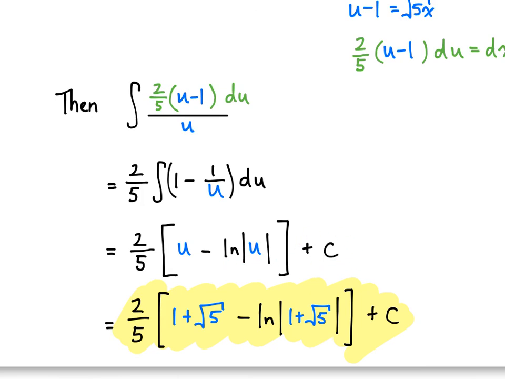And now it's just a matter of substituting back in for u, and we get our final answer. 2/5 times the quantity of 1 plus root 5. Oh, sorry, root 5x, right? Root 5x minus the natural log of 1 plus the square root of 5x plus c.